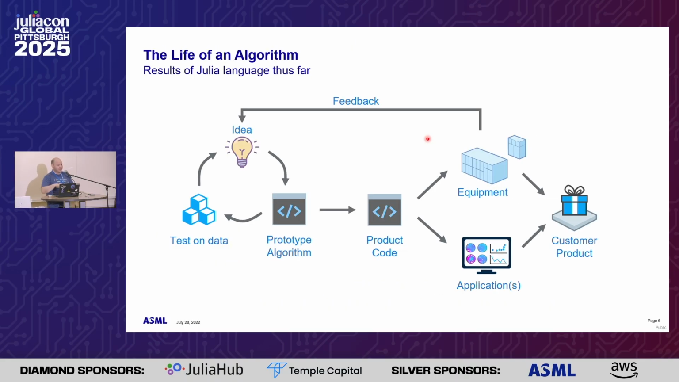Again, this slide has been shown in previous JuliaCons, so we're just going to go through it. We have an idea. Usually we have a prototype, made in Python, MATLAB, whatever. Now we want to do it in Julia, because when you have the prototype, you want to immediately put it in as product code. Traditionally, that's rewritten in C, C++, whatever, and put in an equipment. In this case, we're focused on these twin scan machines.